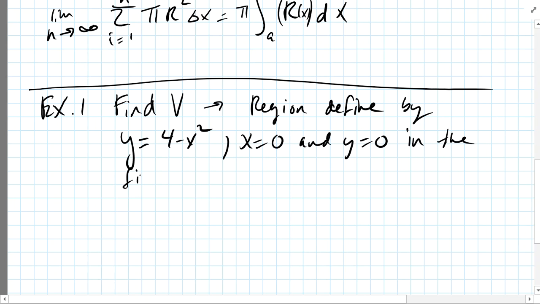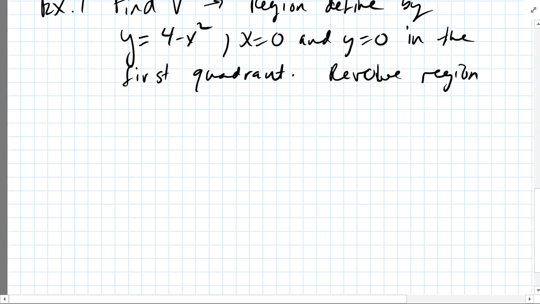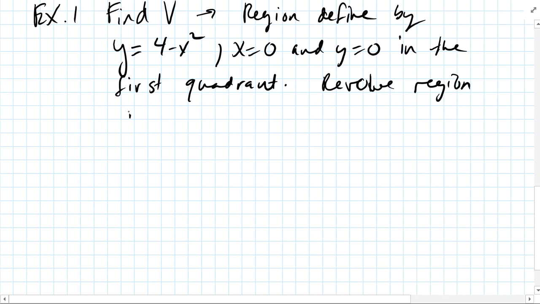Am I going to tell you that so I make sure you don't get all kooky and go do more than you need to? In the first quadrant. And you're going to take that region and you're going to revolve it around the x-axis.